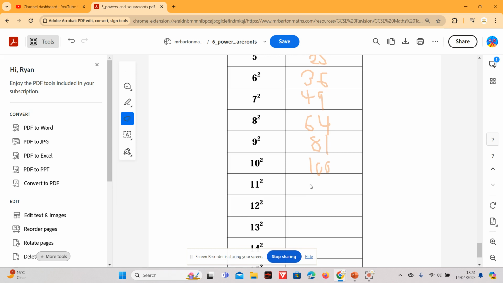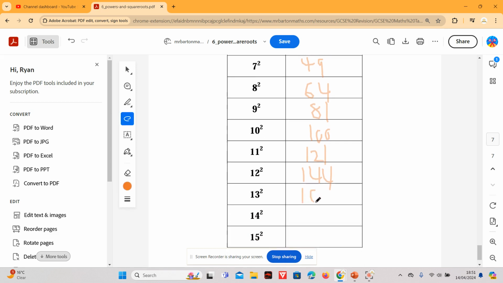11 times 11 is 121. 12 times 12 is 144. 13 times 13. This is a tricky one, actually. I can't remember it myself half the time. Is 169. And then we've got 196 from before. And then last but not least, 15 squared is 225.